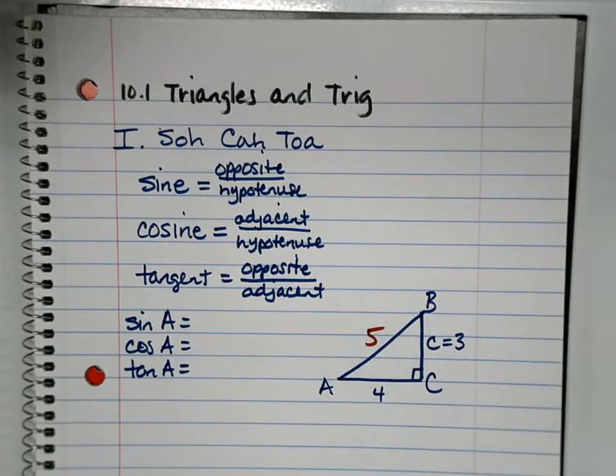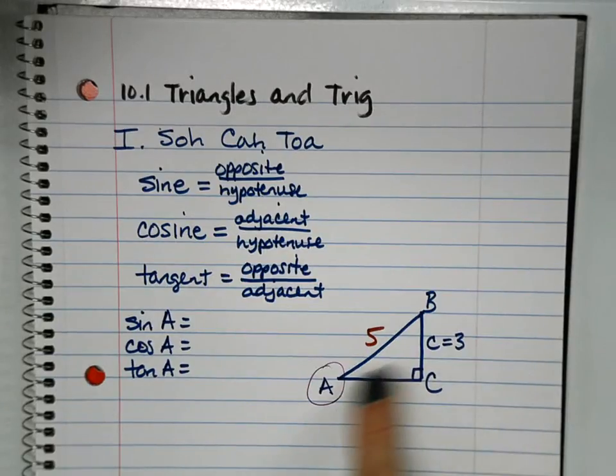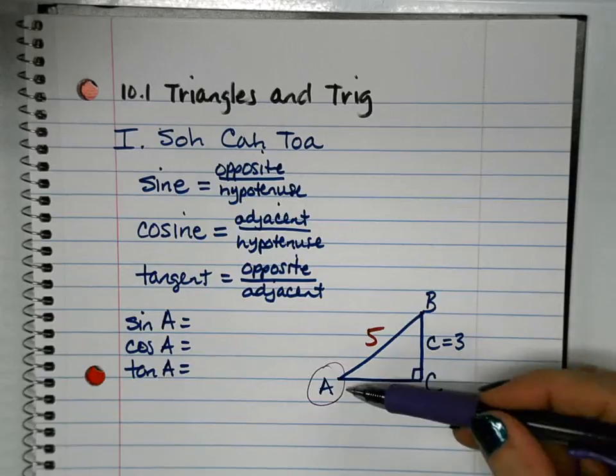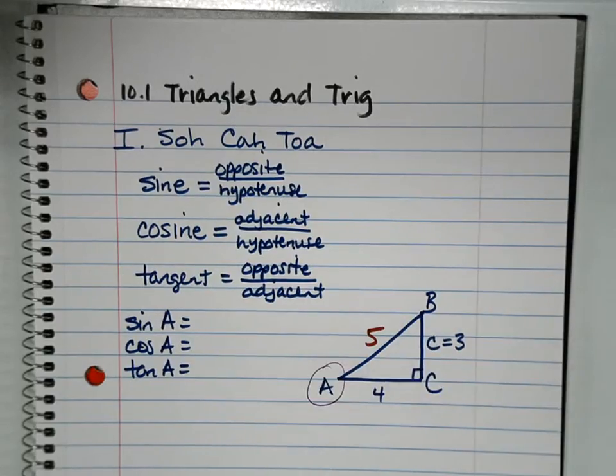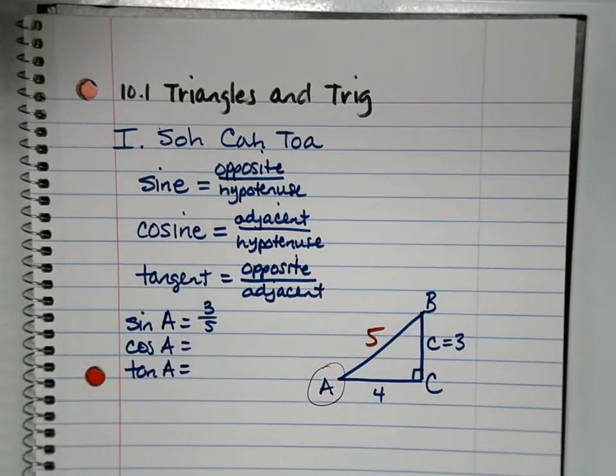Okay, now let's look at angle A. Look at angle A here. Which side is opposite angle A? 3. The 3, right? It's the side that's furthest away from it. It doesn't touch it at all. This side here does not touch angle A. It's opposite it. And then obviously, which is the hypotenuse? 5. So the sine of A would be 3 over 5, and we're just going to leave it like that. We're just going to write it as a ratio.